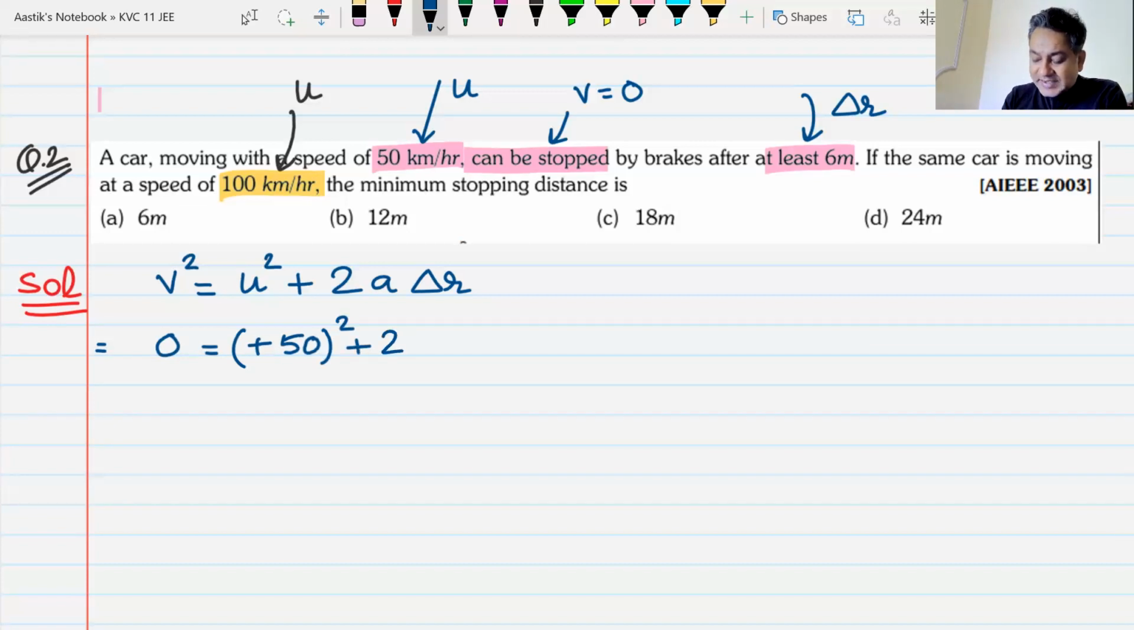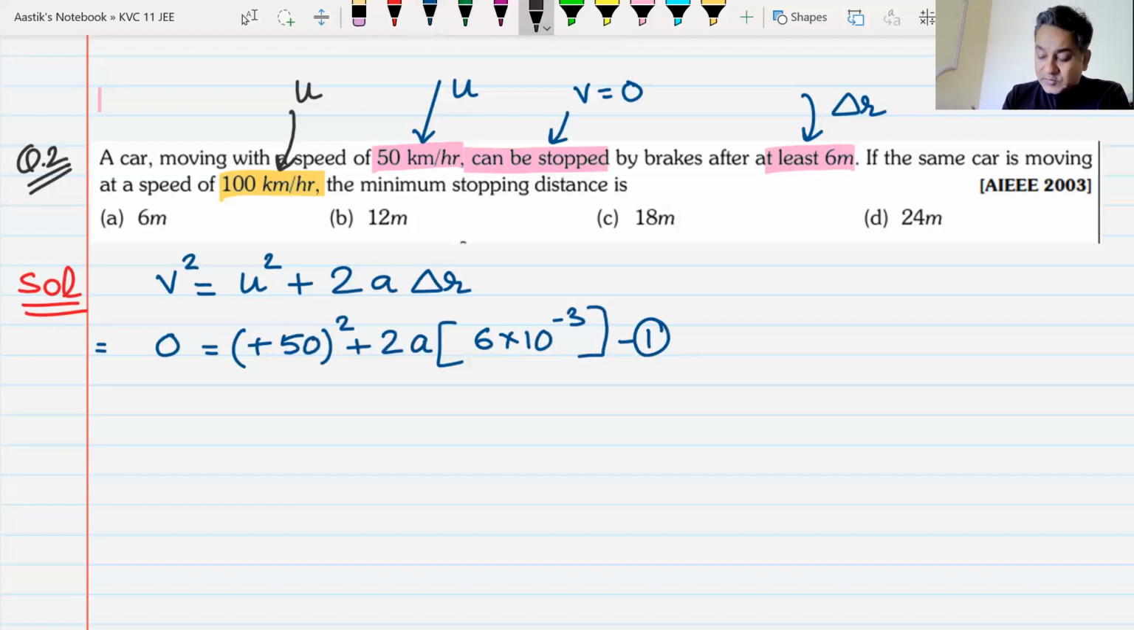Plus 2 times acceleration, I don't know, into the displacement. Displacement is given as 6 meters. If you want, you can convert it into kilometers. So now my acceleration or whatever will come in kilometer per hour square. This is, let us say, equation number 1.